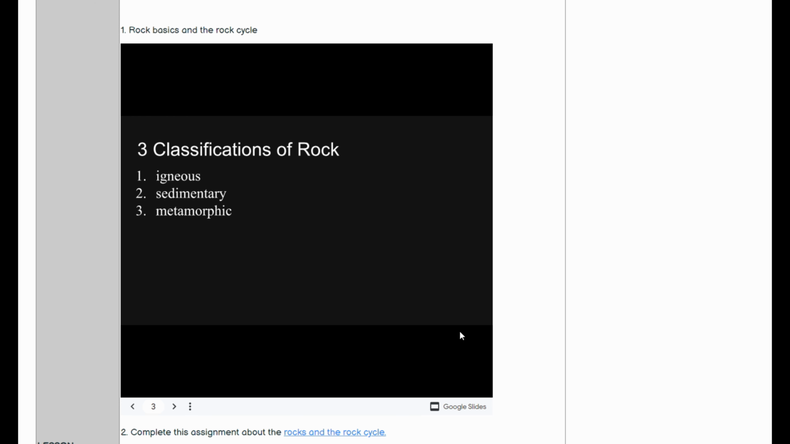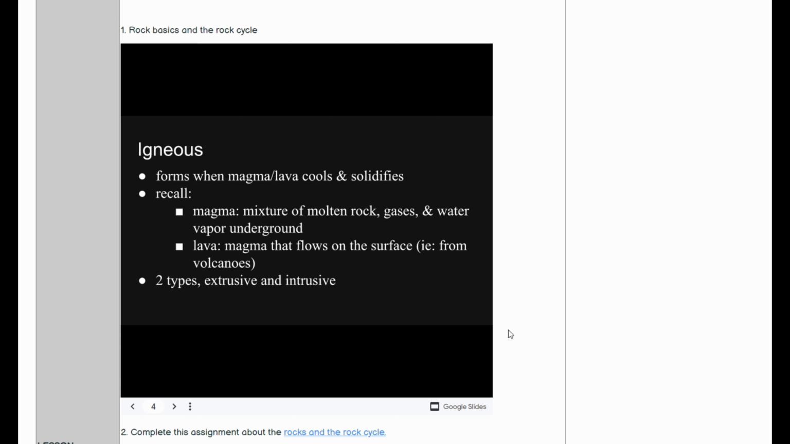Basics of rock types. We have 3 classifications of rock. Hopefully you remember this from the last lesson. Igneous, sedimentary, and metamorphic. We're going to focus on igneous today, but we're going to take a look at some of the basic properties of each of them before we start. Igneous rocks are going to form whenever magma cools off and solidifies. So it's basically going to turn from a liquid into a rock.